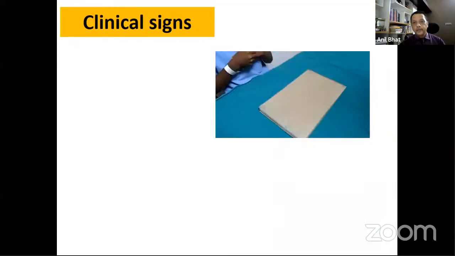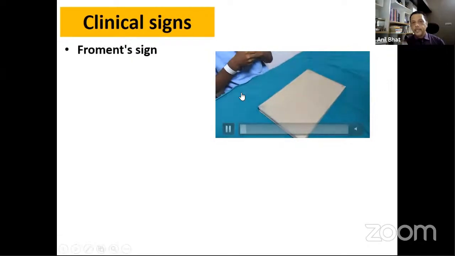The other one, which all of you are familiar with, is the classic Froment sign, or the test is called the book test. The sign is called the Froment sign.